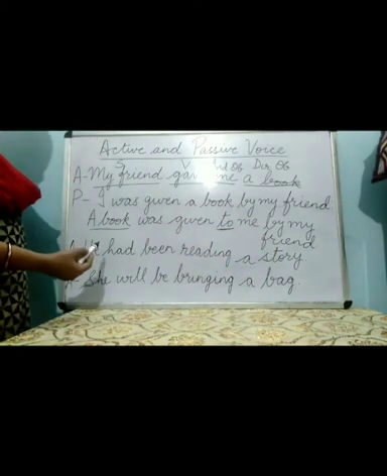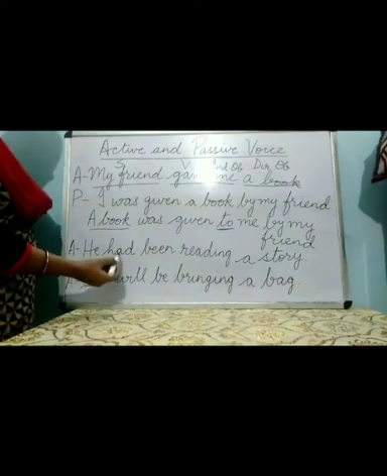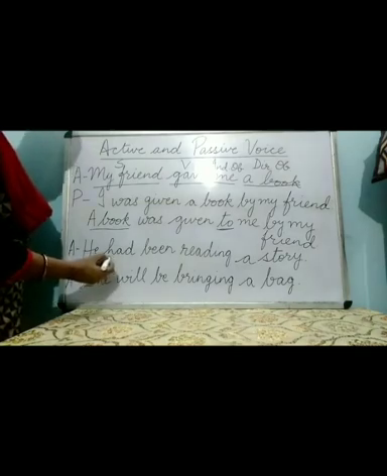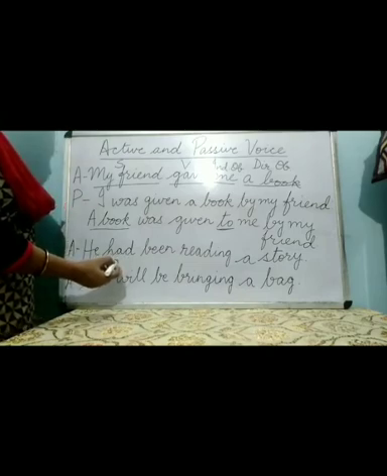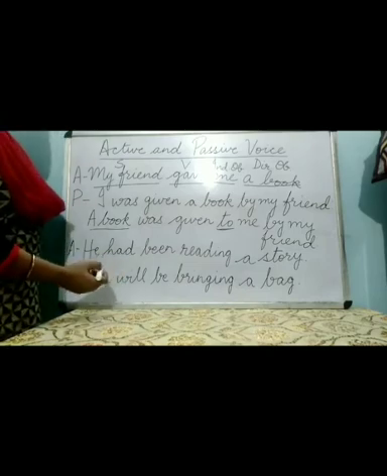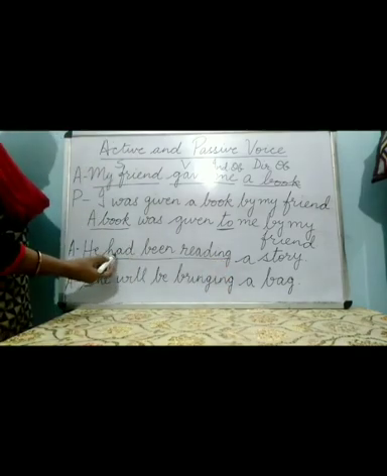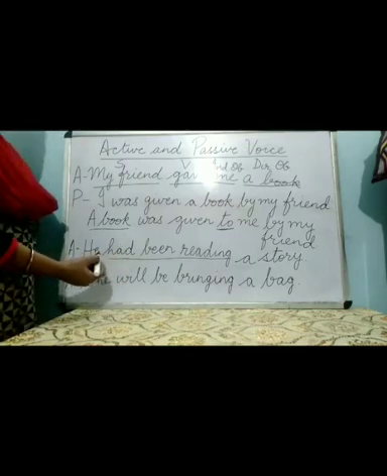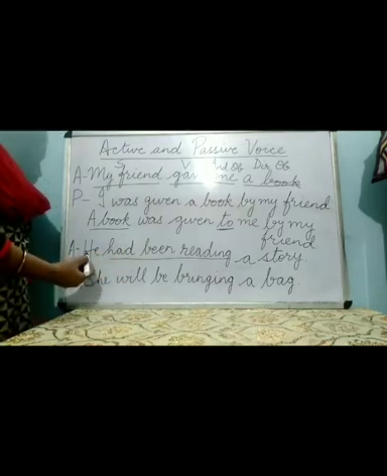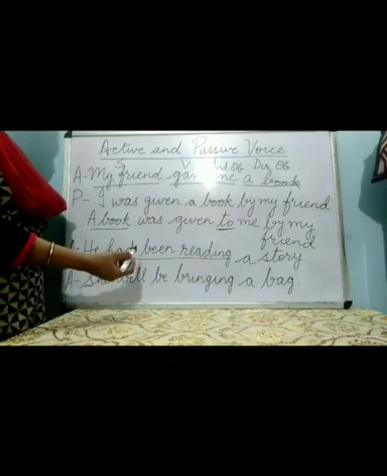Now there is another rule also, that if the active voice is in the present perfect continuous, past perfect continuous or future perfect continuous, then the passive voice cannot be formed. So here in this sentence you can see, had been reading is the past perfect continuous tense. So this sentence cannot be changed into passive voice. So remember that if the active voice is in the perfect continuous, whether past, present or future, it cannot be changed into passive voice.